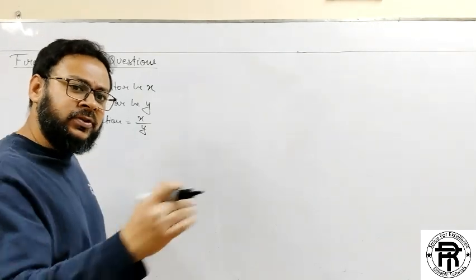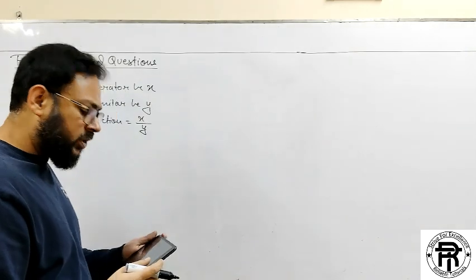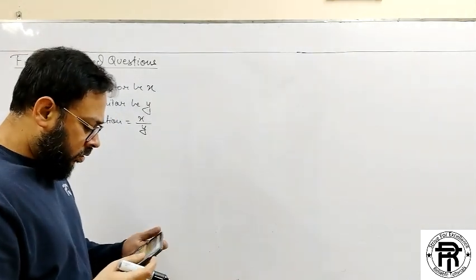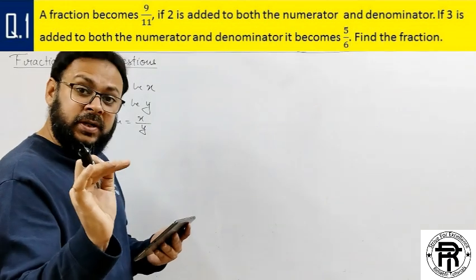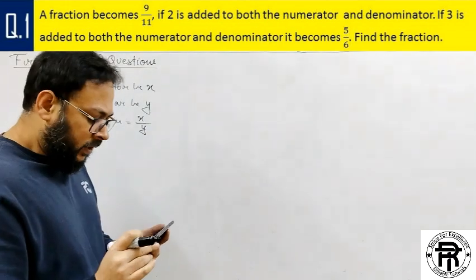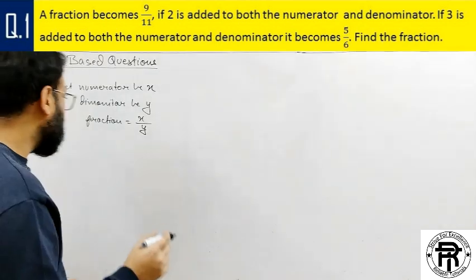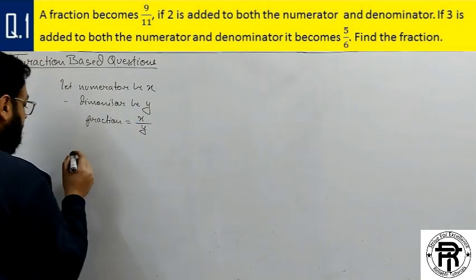Now after this, let's start reading the question. Let us see what is given in the question. So I'm reading the question for you all. The question given to us is: a fraction becomes 9 upon 11 if 2 is added to both the numerator and denominator. The fraction becomes 9 upon 11 when 2 is added to both the numerator and denominator.